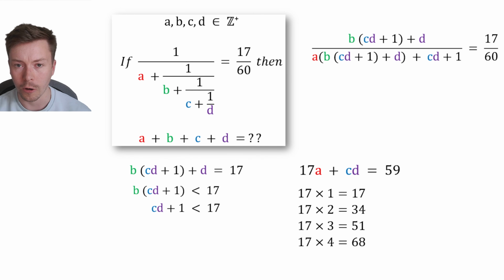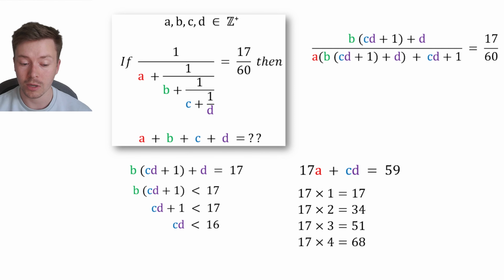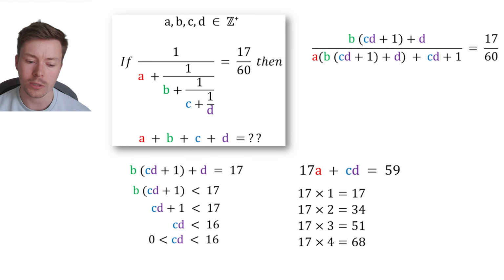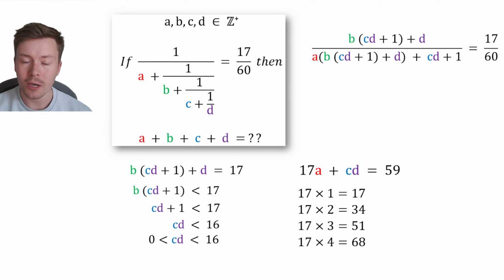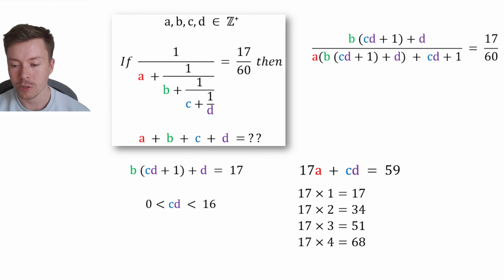Now, if we take away the 1, we get that CD is less than 16. One more thing to add to that is that because C and D are both positive, we get the other side of that inequality: CD must be somewhere between 0 and 16. Has to be. Now, we can bring that over to the other side, this right-hand side equation. Just tidy that up quickly.